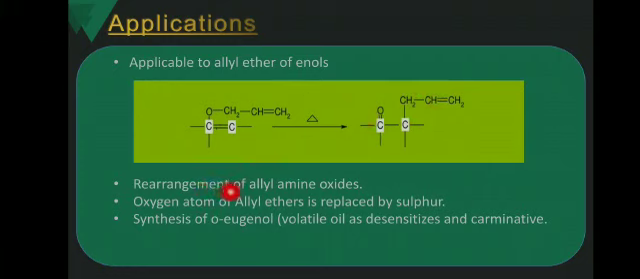Then we see the rearrangement of allyl amine oxide. The oxygen atom of allyl ether is replaced by sulfur. Synthesis of orthogonal volatile oil, and carminative. So this is all about the important applications of the Claisen rearrangement reaction.